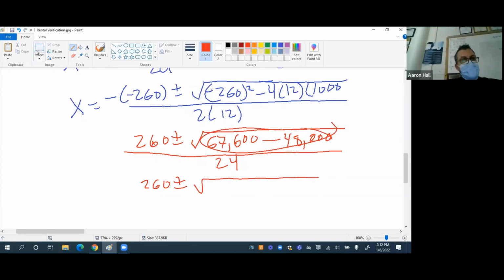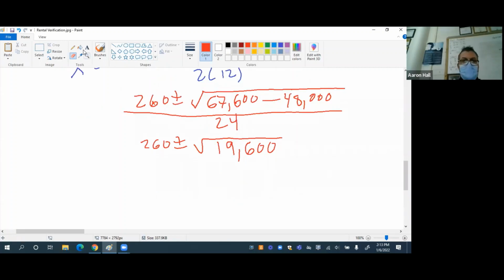Okay, so that gives me 260 plus or minus the square root of what's this in the square root? Is it 19,600? Is that right? Did I do the math right? Okay, all over 24.